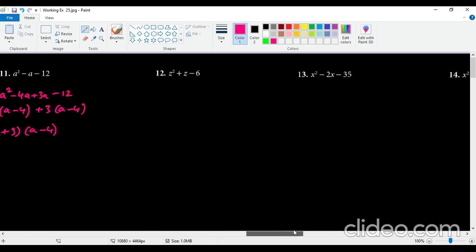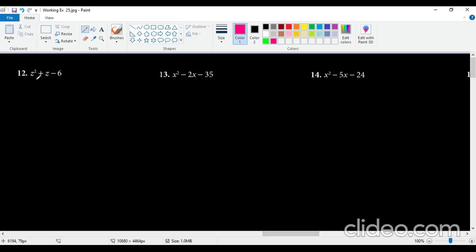Moving on to 12. Now in here, I know very well that 3 times 2 is 6. That means z square will be written in the corners, and plus 3z and minus 2z is going to give us a plus z. So z is common in both of them, z plus 3 and z plus 3 in the brackets, and minus 2 will be written like this. So z minus 2 and z plus 3 are the two factors.